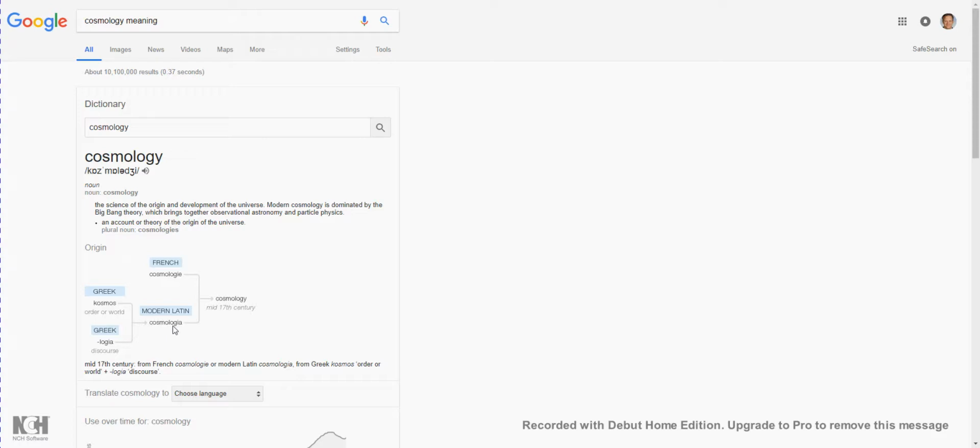cosmologia, right? Or in French, that would be derived into cosmologie. Cosmologia, can you hear it evolving and changing? And around about the mid 17th century, we started calling it cosmology, and it literally means the study of the world or the order.